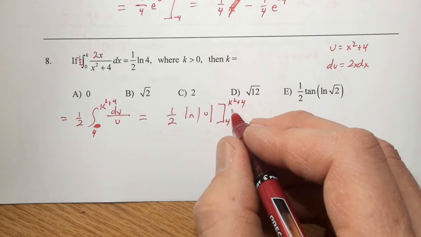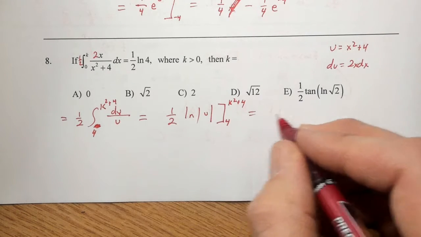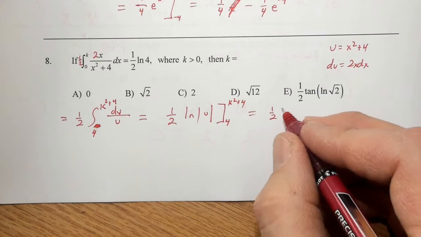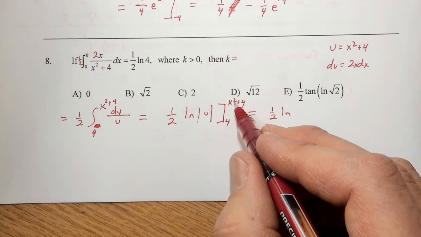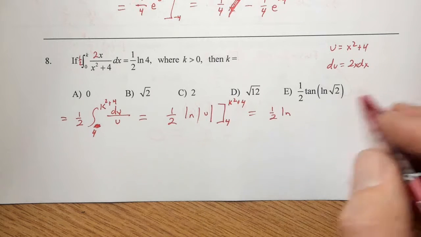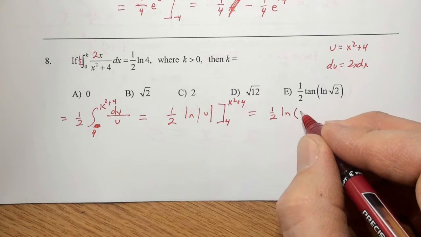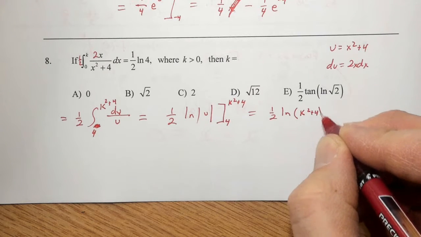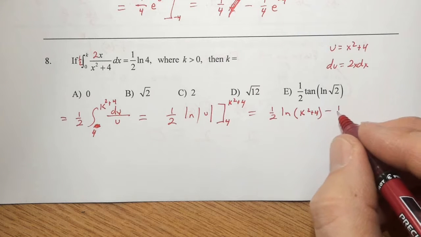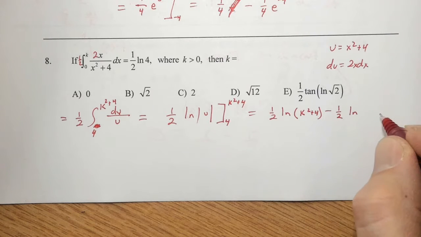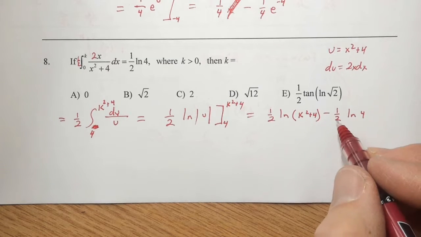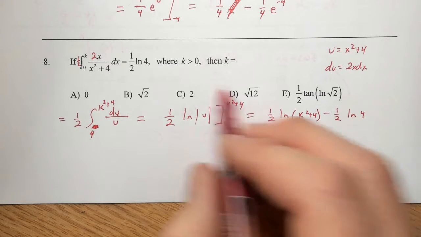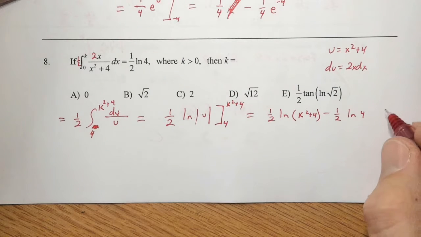We're going to plug the k squared plus 4 in first. So we're going to have 1/2 the natural log. Since k is positive, and we're squaring it and adding 4, we don't need the absolute value anymore. So it's just the natural log of k squared plus 4, minus 1/2 the natural log of 4. And we know that this expression right here is equal to 1/2 the natural log of 4.